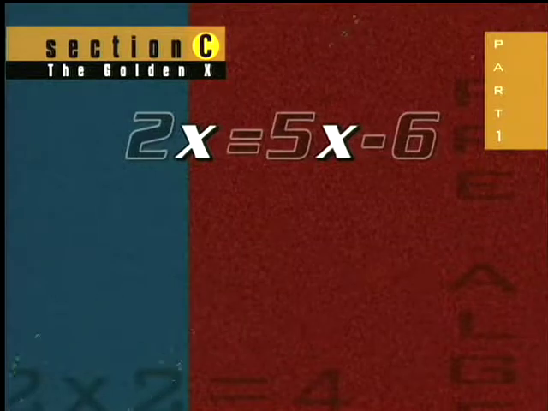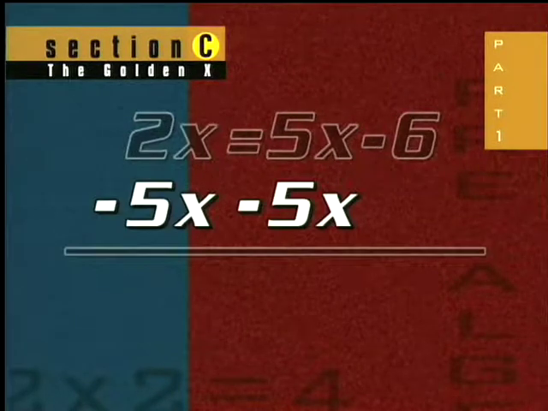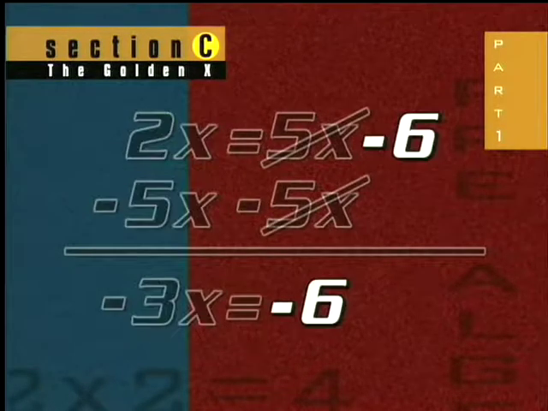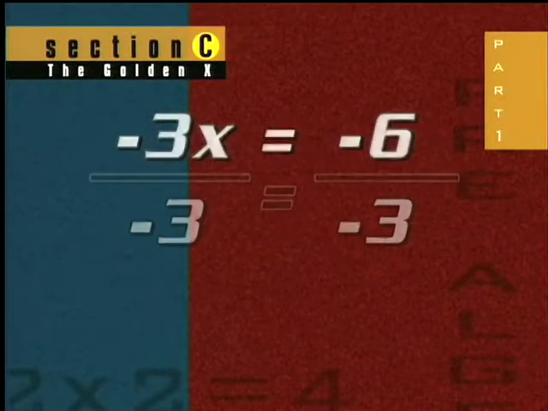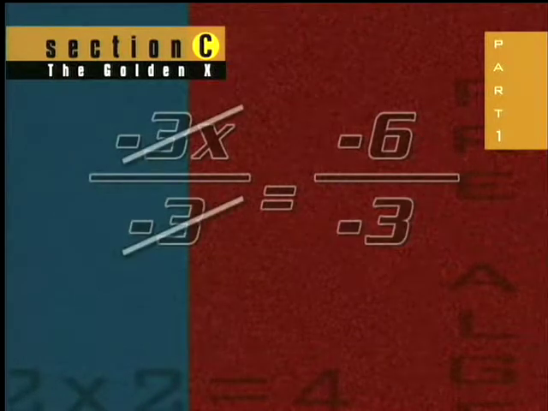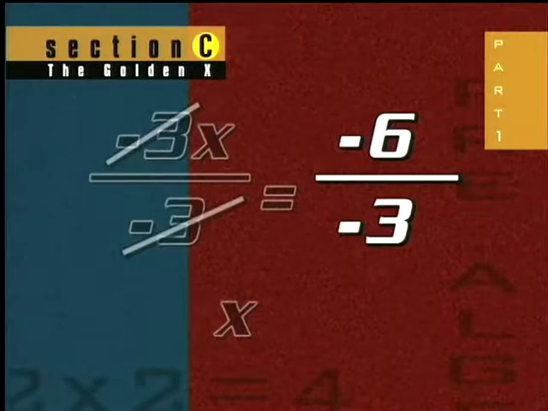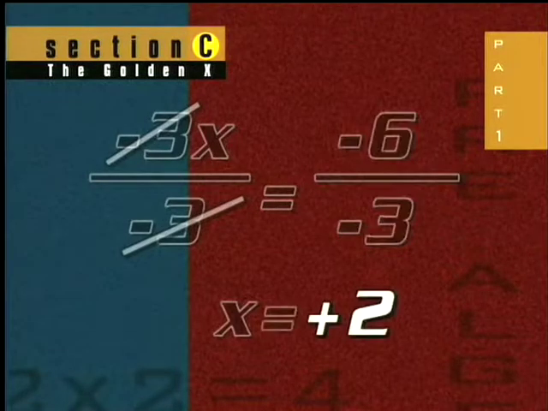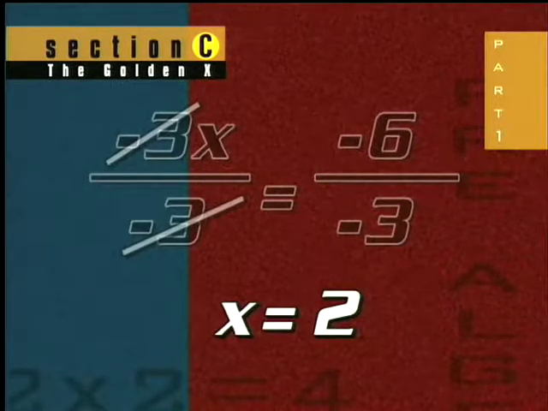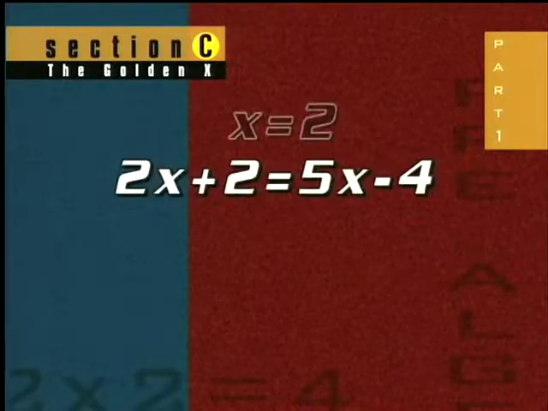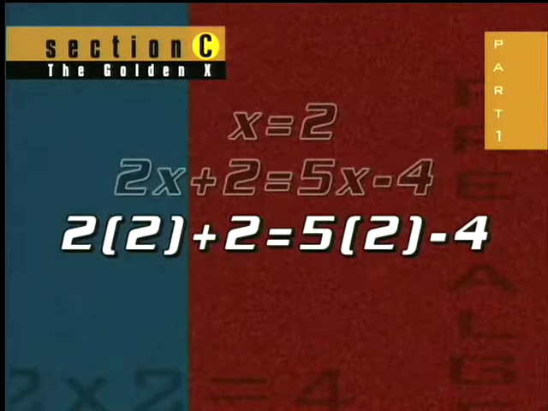But we've still got x's on both sides of the equation. So we subtract a 5x from both sides to get them together. We now have -3x equals -6. Next, we divide each side by -3. Our -3's cancel out, leaving us with x on the left. And -6 divided by -3 equals +2. So x equals 2.